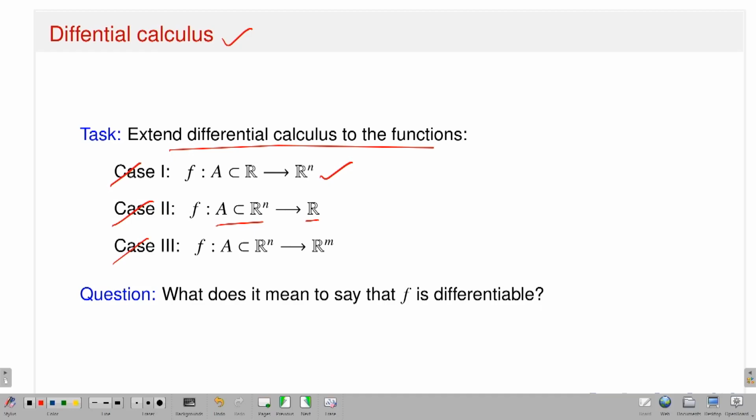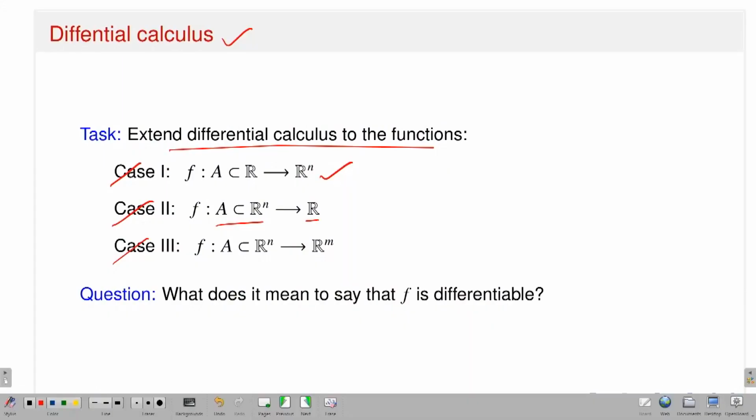So I have partitioned my class of functions from Rn to Rm into three parts. One is vector valued functions of a real variable. The second is real valued functions of a vector variable, and the third is vector valued functions of a vector variable. Now I will discuss the concept of differentiability in three cases. In case 1, you will see that the notions of differentiability from the real variable case can be extended immediately.